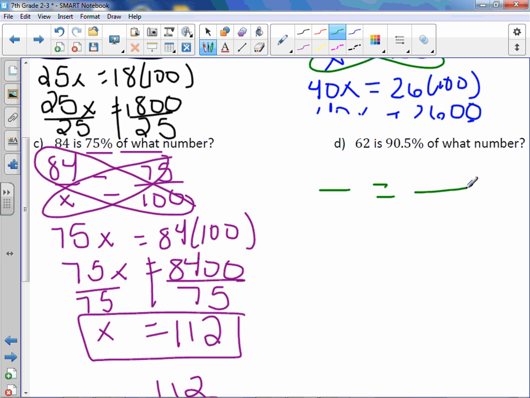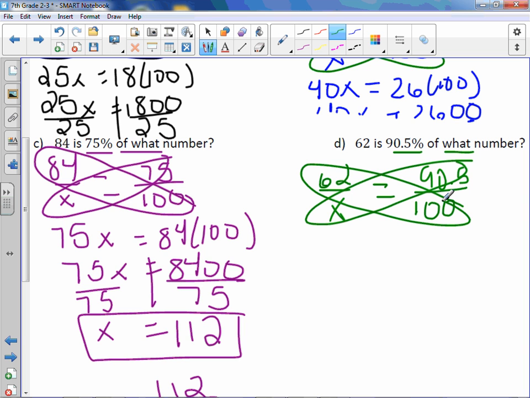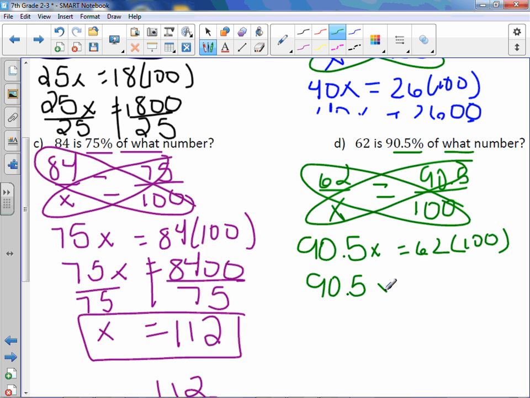Set up your proportion with your 100. 62 is 90.5%, so I know that's the percent, of what number? I don't know the total amount. 62 would then be the part. Cross multiply. 90.5 times x equals 62 times 100. 90.5x equals 6,200. Divide by 90.5.